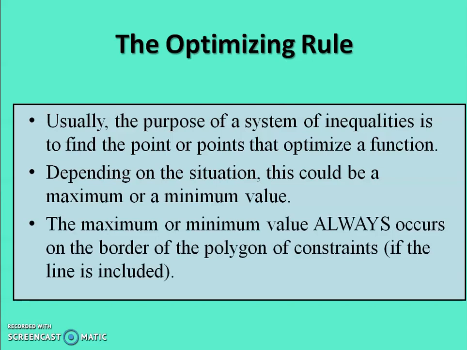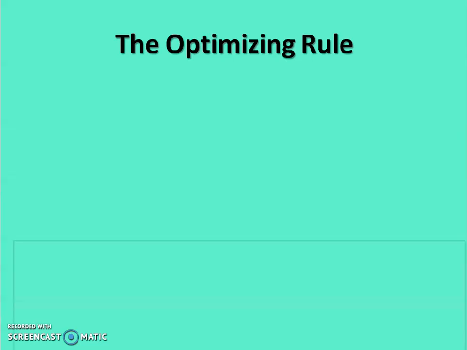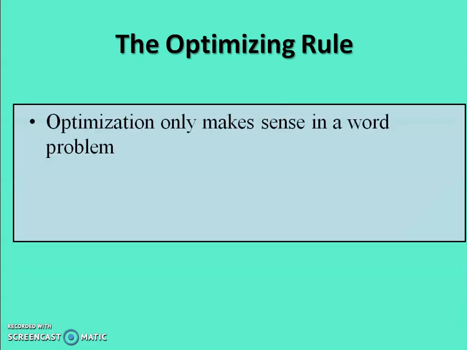And one thing that's really important, there's a theorem in math about it, but you just have to know that the max or the minimum value will always occur on the border of the polygon of constraints if the lines are included. And what that means is that this topic is very closely related to the math that we had already done, where we had to graph inequalities and solve for their points of intersection. So I'm going to review that quickly here as well. And finally, optimization only really makes sense in a word problem. And that's why we hadn't discussed this idea up to this point.